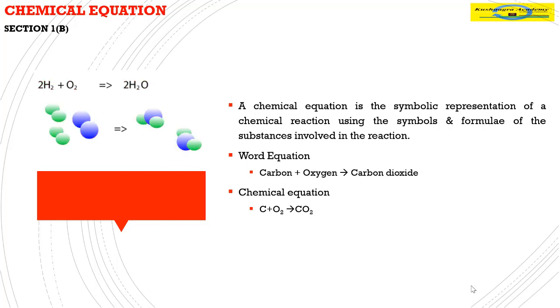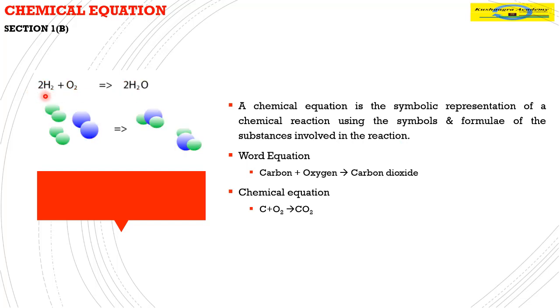So, we will start with the chemical equation. So, what is chemical equation? It is a symbolic representation of a chemical reaction using the symbols and the formula of the substances involved in the reaction. Now, we are taking one example here, the formation of the water.